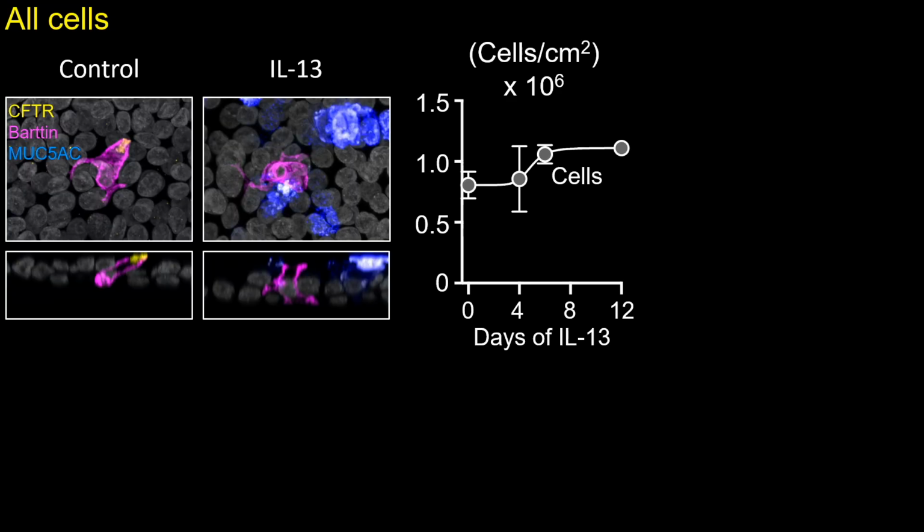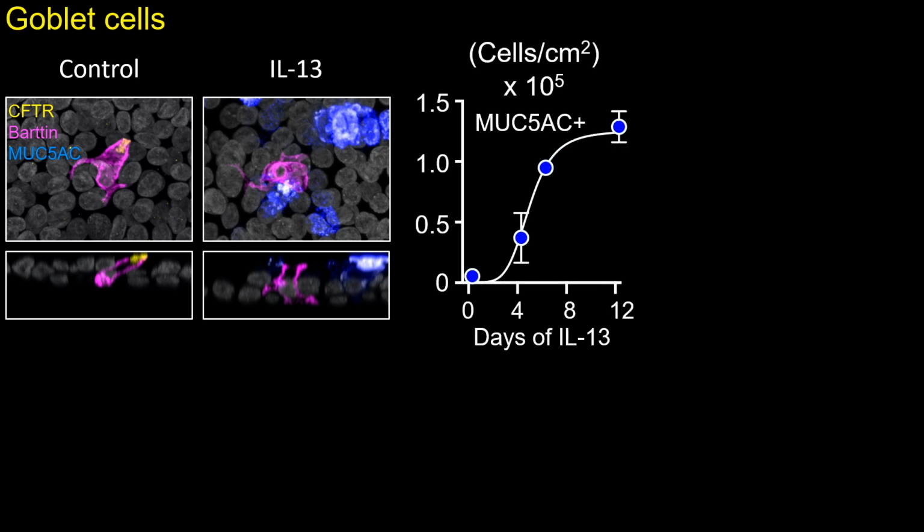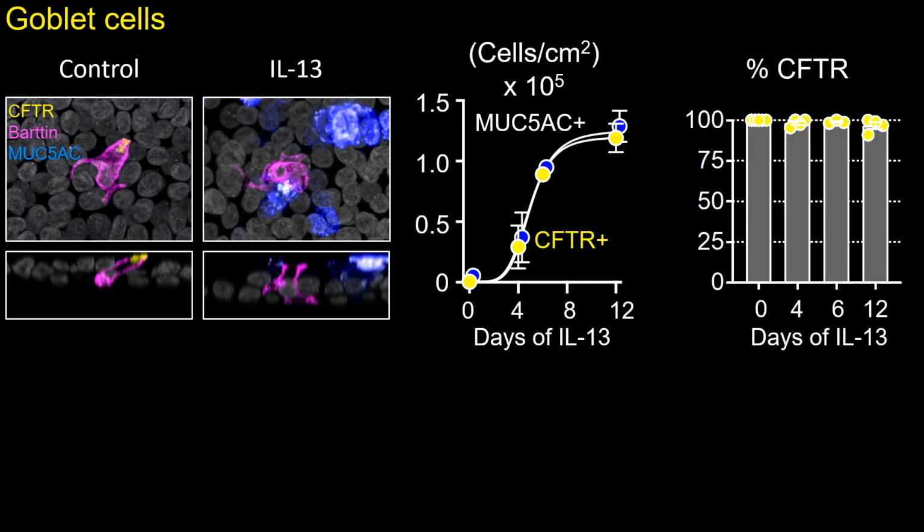We saw a slight increase in the total number of cells over time with IL-13, and this was accompanied with increased number of cells staining positive for CFTR. Similarly, we can show the data like that. So about 20% of cells were positive for CFTR. If we look at goblet cells, really this robust increase in the number of MUC5AC positive goblet cells with IL-13, and essentially all of those goblet cells had increased expression of CFTR. Again, 100% of the goblet cells were expressing CFTR.